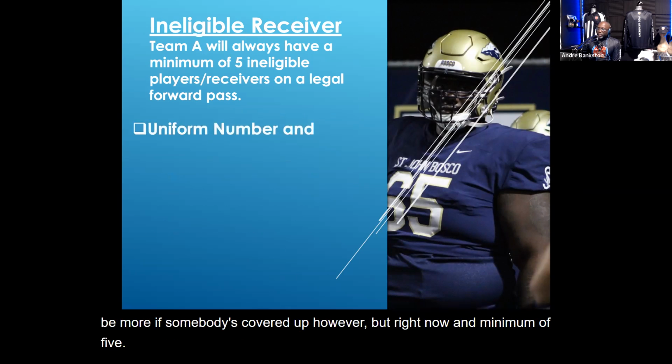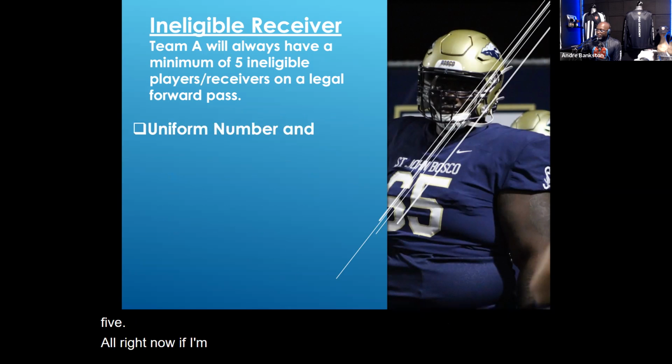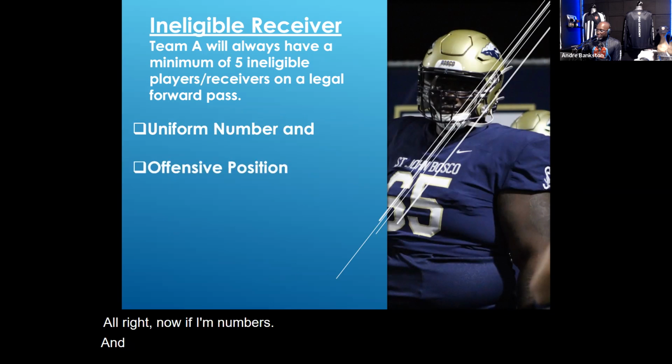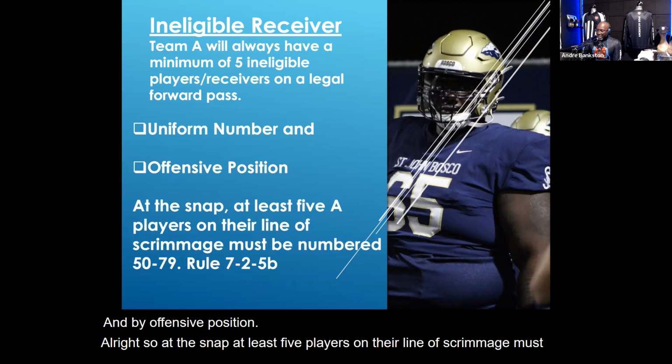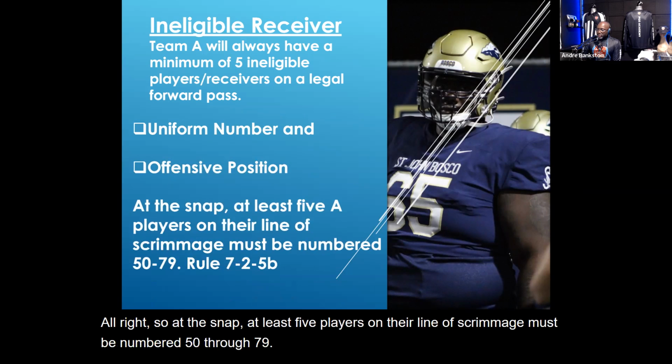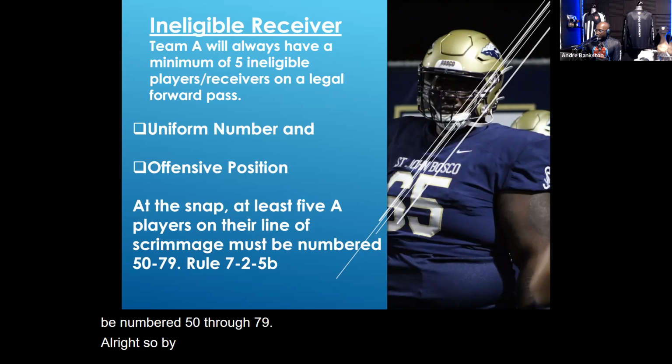All right. The uniform numbers and offensive position. So at the snap, at least 5 players on their line of scrimmage must be numbered 50 through 79. All right. So by position, it means to be covered up.